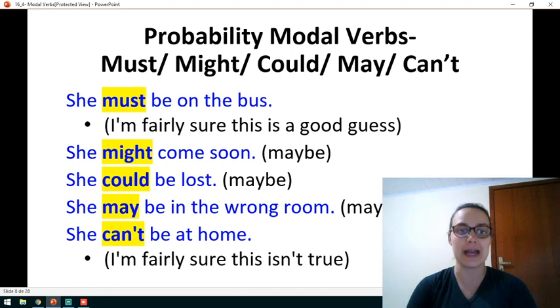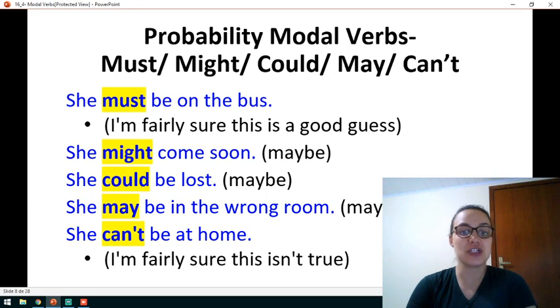It's very likely. I can say that she might come soon. So, maybe. Maybe yes, she'll come soon, or maybe no, she'll arrive a little bit late. All right? She could be lost. So let's say that the time passed for my sister to arrive, and I'm looking at the time and say, she could be lost. Maybe. All right? So in this example, could means maybe.